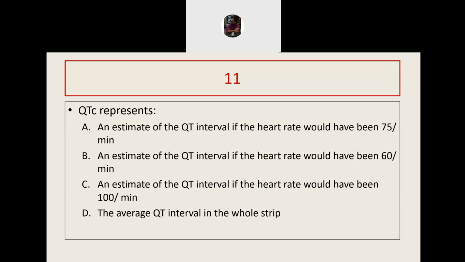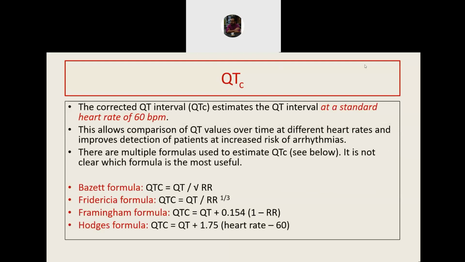Okay, so let me answer this. Actually, when we talk about corrected QT interval, it is a mathematical way of expressing the QT if the heart rate would have been 60 beat per minute. It is not that we need this calculation every time, but for very sensitive assessment of QT interval and also for research purposes, QTC is a very important calculation.